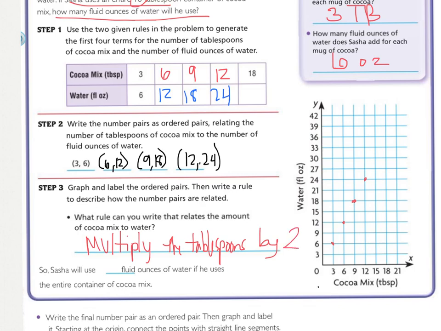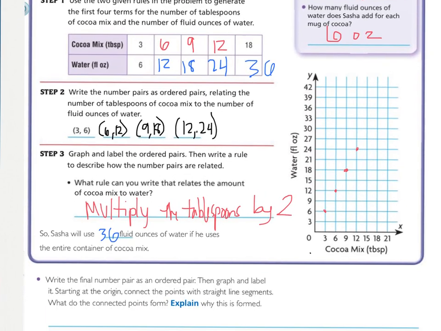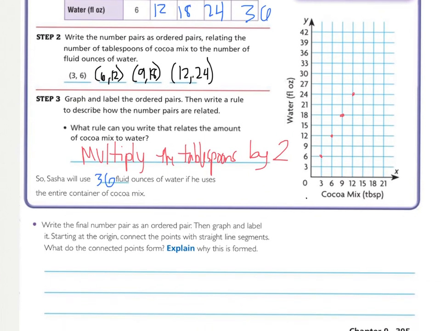So now we can use our rule to fill in our missing. 18, following the rule, times 2. 18 times 2 equals 36. So Sasha's going to be using 36 fluid ounces of water if he uses the whole container of cocoa mix. Now I'm sure you're wondering, what does this have to do with line graphs? So let's move down to the next part.